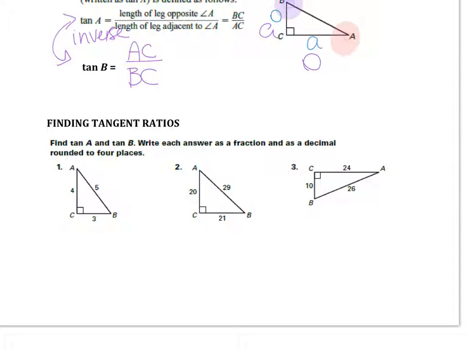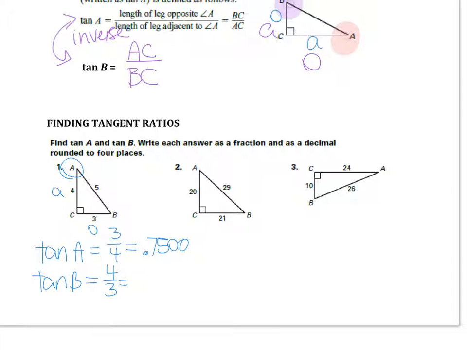So we're going to find the tangent of A and B. We're going to write our answers as a fraction and as a decimal rounded to 4 decimal places. So A, opposite, adjacent. So the tangent of A is 3 over 4, which is 0.75. The tangent of B is the inverse of that, and as a decimal is 1.333, to 4 decimal places.